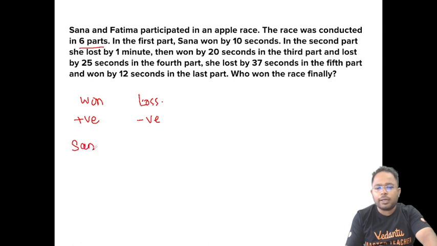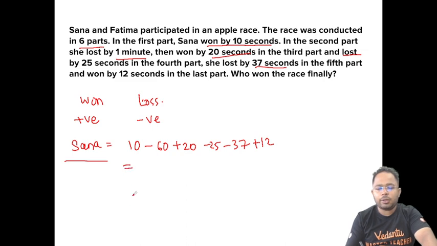So let me take the condition of Sana. In the first case, she won by 10 seconds, so let me take the 10 seconds as positive. Second part, she lost by 1 minute, that means 60 seconds. She lost by 60 seconds. Then again, won by 20 seconds. Positive 20. Then again, fourth part, lost by 25 seconds. Fifth part, loss. Sixth part, won.